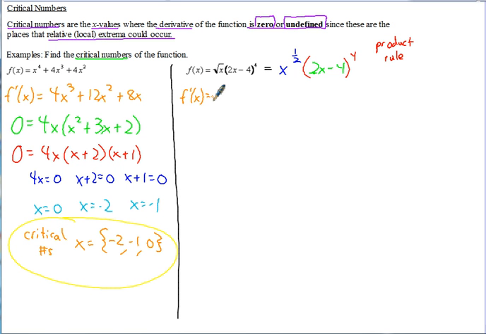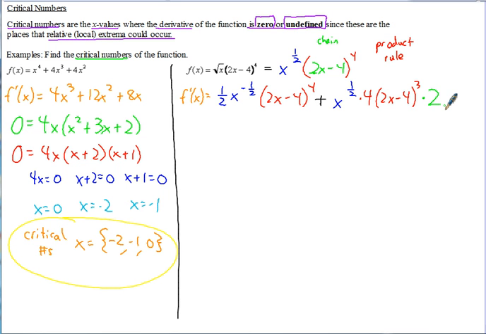For the product rule, the first thing we have is the derivative of the first function, 1/2 x to the -1/2 times the second one as it is, 2x minus 4 to the 4th. Then plus the first one as it is, x to the 1/2, times the derivative of the second one. Since we have a function inside of 2x minus 4, we'll need the chain rule. On the outside we use the power rule: bring down the 4, and it'll be 2x minus 4 cubed. But the chain rule says we also need to multiply by the derivative of the inside, which in this case is 2.